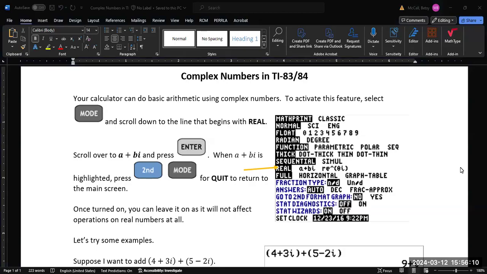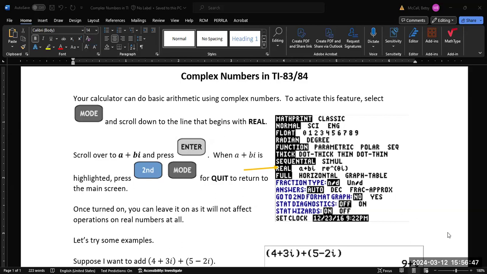Okay, so in this video, we're going to look at how to do complex numbers in your TI-83, 84 calculator. In this case, you're going to activate the complex number operations by going to the mode screen and then scroll down until you get to the line that says real on it. You're going to scroll over to the A plus BI and hit enter. Now, when this receives the highlight, then you can hit second quit to return back to the main screen.